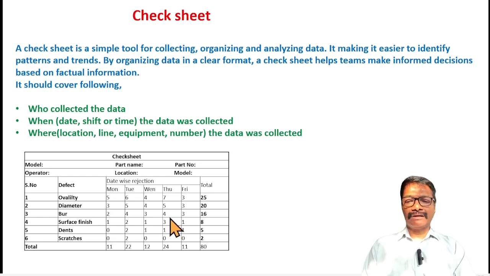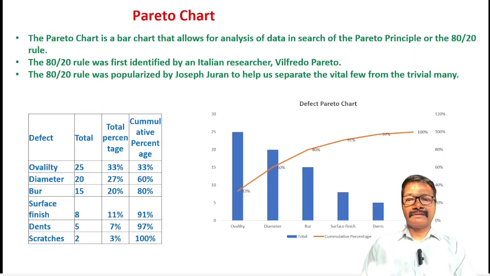But for each and every cause you cannot put in the effort. So the priority will be decided on where you have to put the effort, because we have limited resources including manpower and time. So the Pareto diagram will help for this purpose. So let us go to the next tool, that is the Pareto chart. So I will go to the next slide.